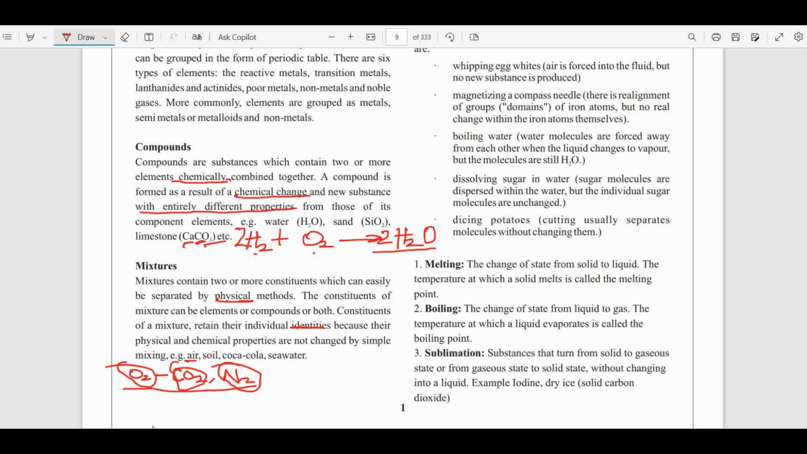And that is the same thing you have in seawater, where you have sodium chloride and H2O. So, constituents of a mixture can be elements or compounds or both. Take for example here, you have a compound, sodium chloride, and another compound, water, forming seawater, which is a mixture because you can take out these constituents and they are not chemically combined.